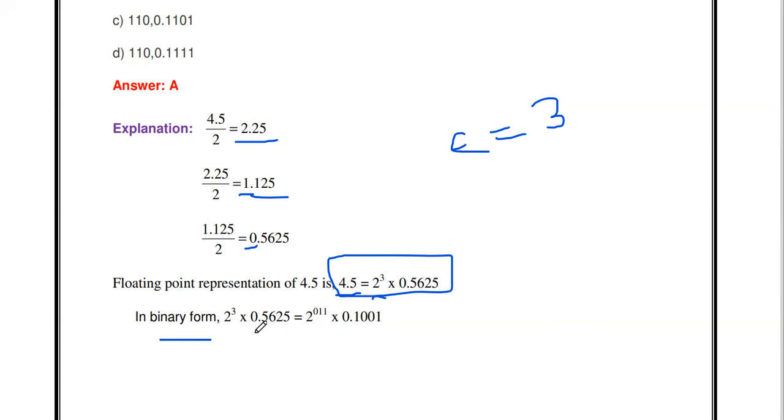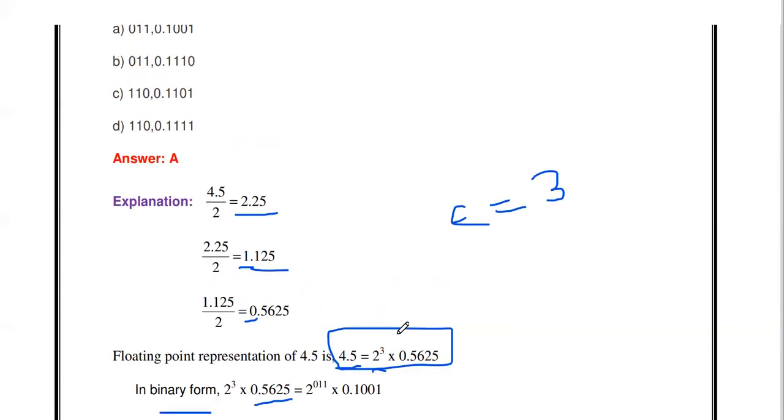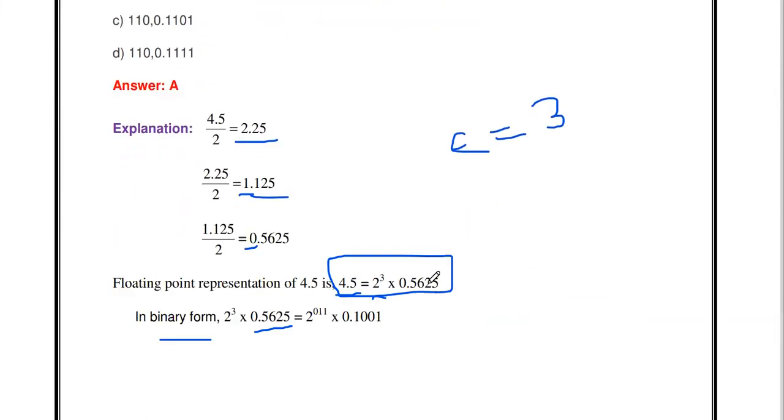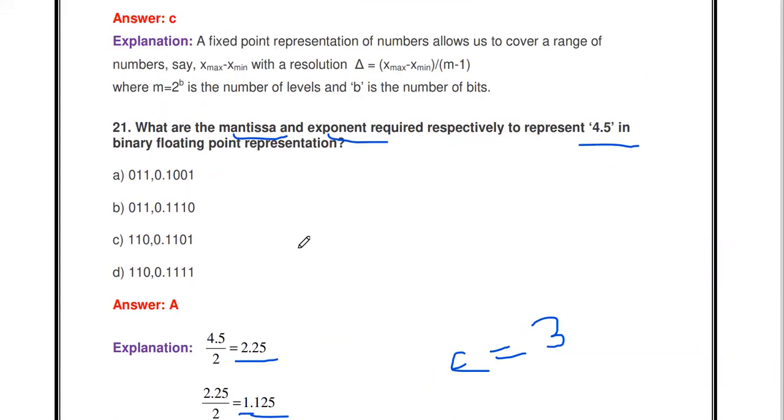Similarly, 0.5625, you just convert into binary, we will get 0.1001 by the usual method. So this is the answer. So here the mantissa is 0.1001, and this one, 011, is the exponent. So the answer is A.